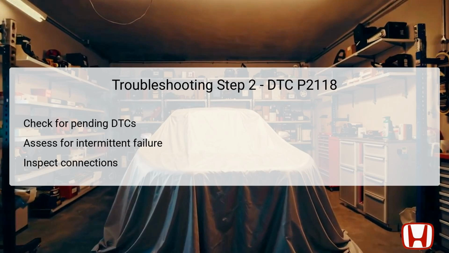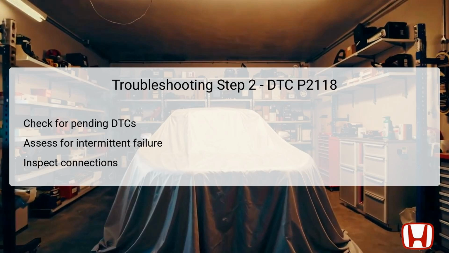In this case, the technician should inspect for poor connections or loose terminals located at both the throttle body and the powertrain control module, PCM. Corrosion or loose connections can result in inconsistent signals being transmitted, thereby causing recurrent performance issues.